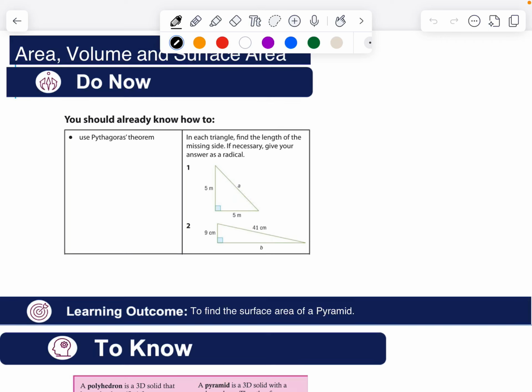Right, so this is lesson 2 for grade 9 extended. We are going to look at just surface area today. After doing that task yesterday, I think it was a little bit of a challenge for some people, so we're going to go over everything, have a little practice.